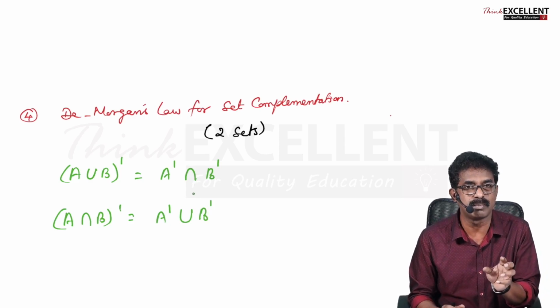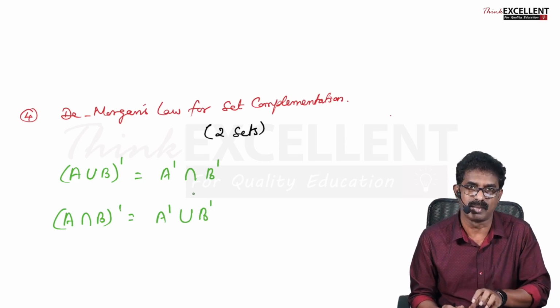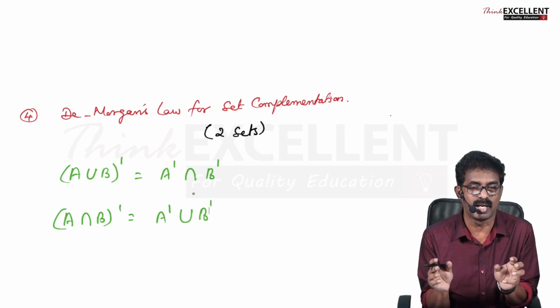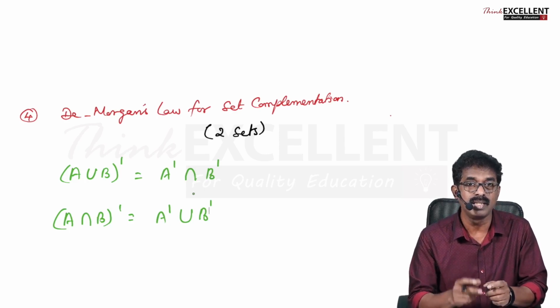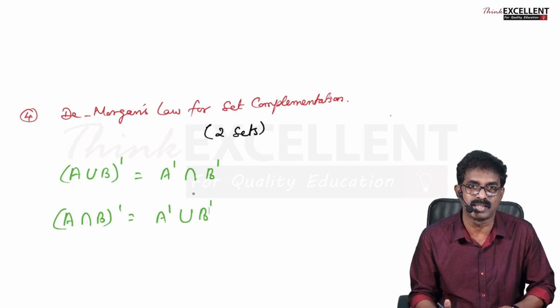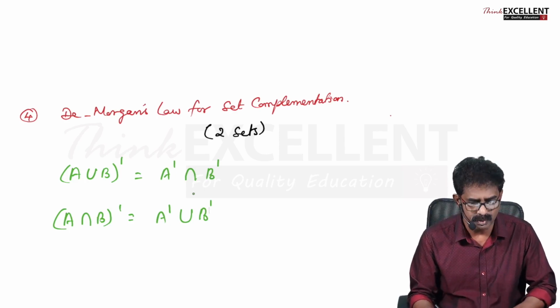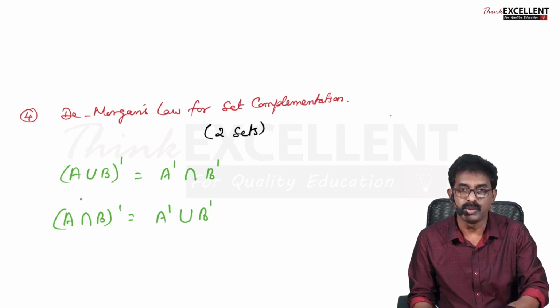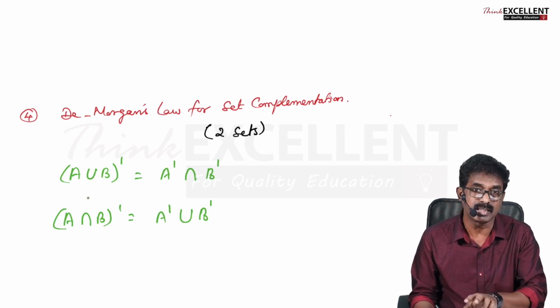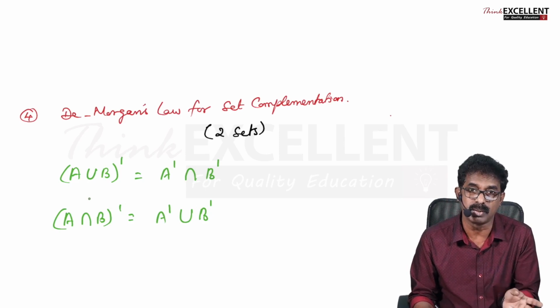The question may sometimes say verify De Morgan's law. So read the question fully, because there is not only De Morgan's law for set complementation but also for set difference. Next I'm going to teach that. There are two types of De Morgan's laws. Okay, so this is for two sets. They give only two sets here. So A union B, the whole dash, is A dash intersection B dash. Union becomes intersection, intersection becomes union.